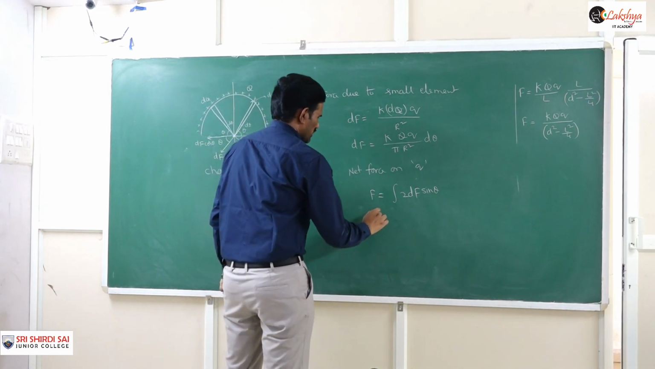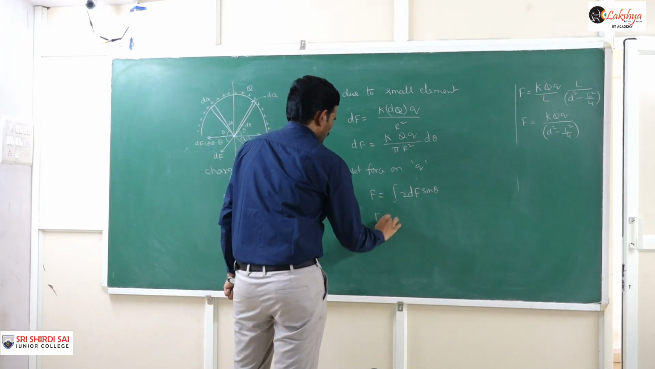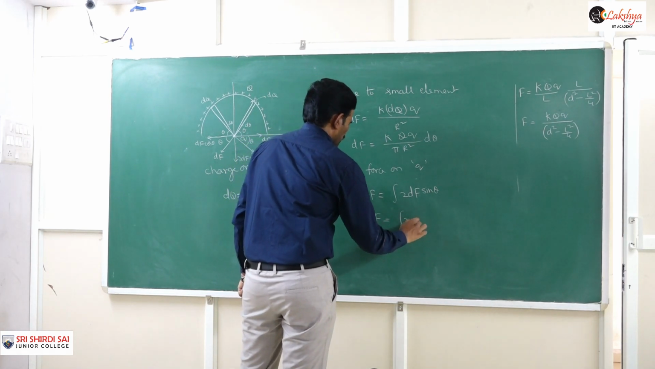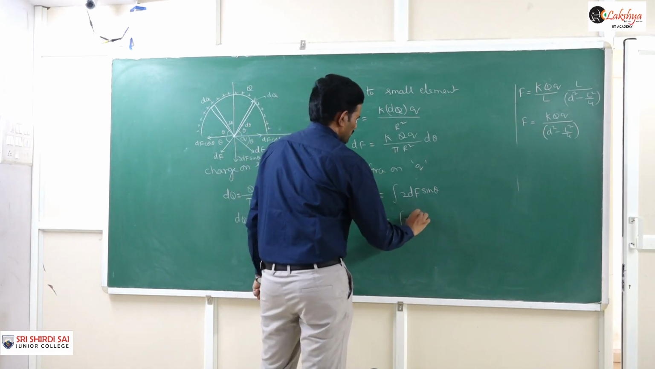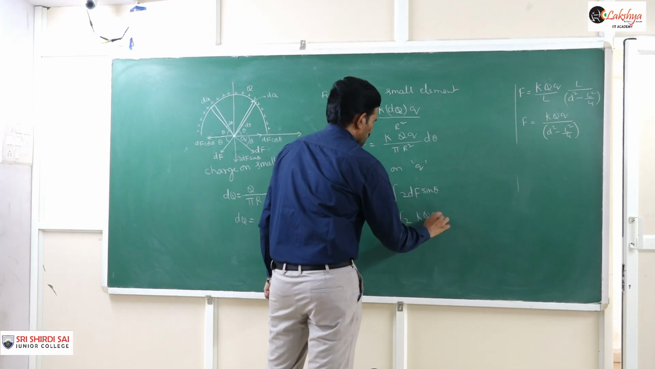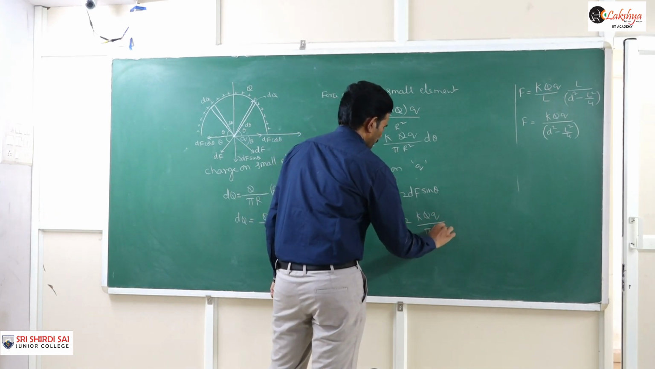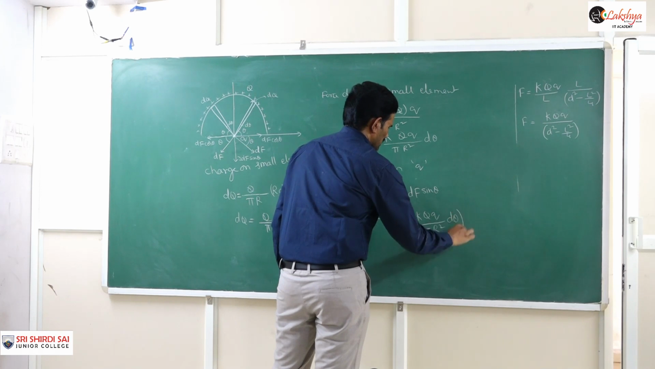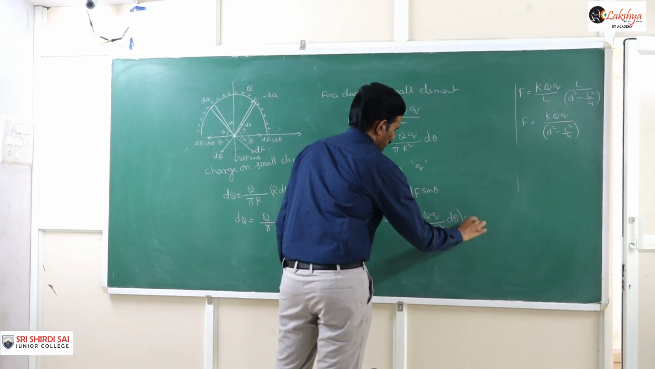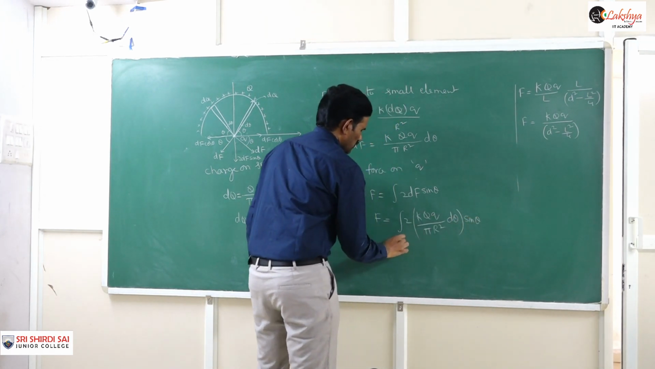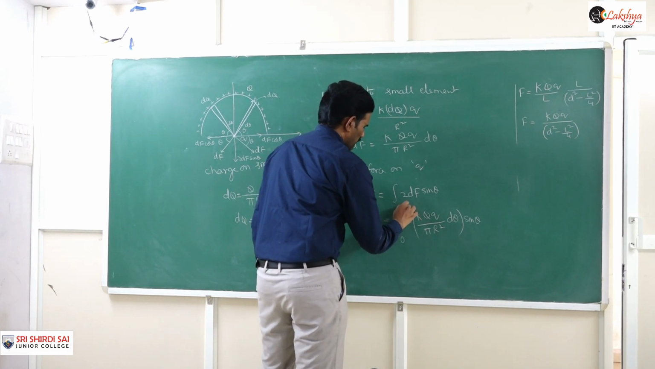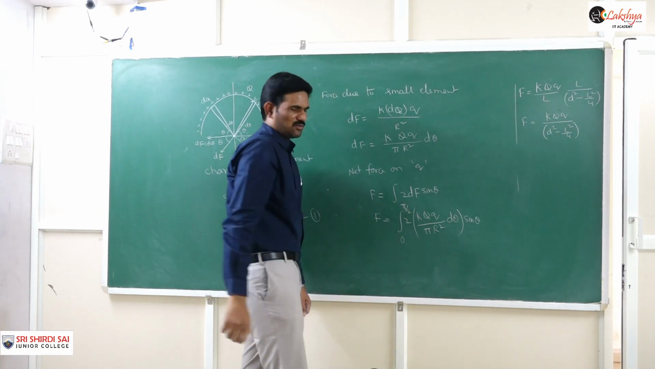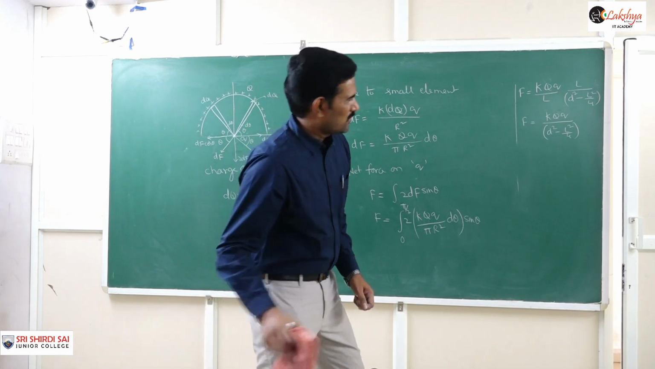And so now let us integrate this. So the integral of 2 dF, where dF we can substitute here as k into capital Q into small q by pi r square d theta. This is our dF value, into sin theta. So as I said, limits we need to take from 0 to pi by 2 only, because we are taking that factor 2.